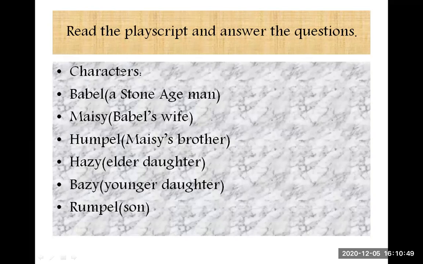Okay, let's have a look at the characters. First we have Bebel. Bebel is the main character. He is a Stone Age man. Then we have Macy. Macy is Bebel's wife. Then we have Humple. Humple is Macy's brother. Hazy is elder daughter of Bebel and Macy. Basie is their younger daughter and Rumpel is their son. So how many characters do we have? 1, 2, 3, 4, 5, 6 characters we have in this play script.